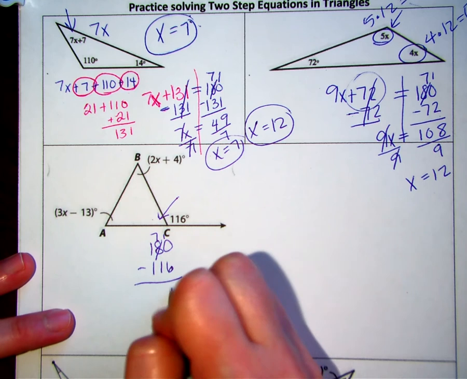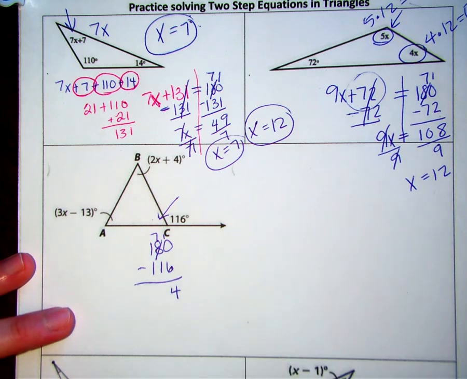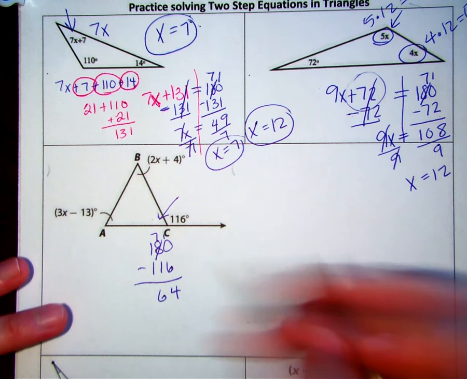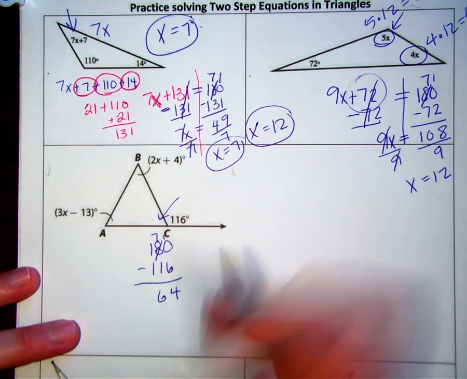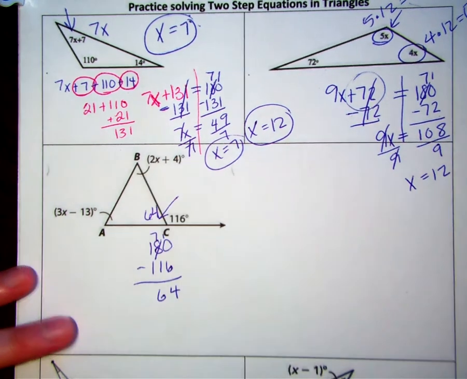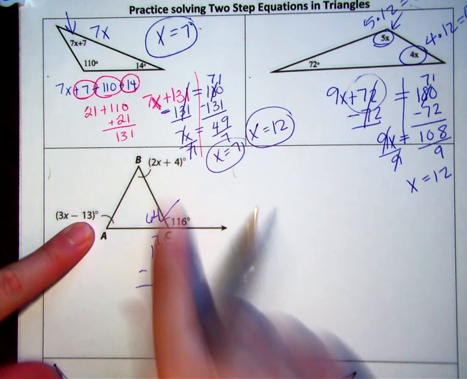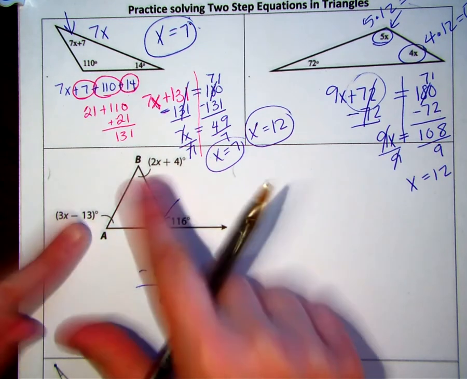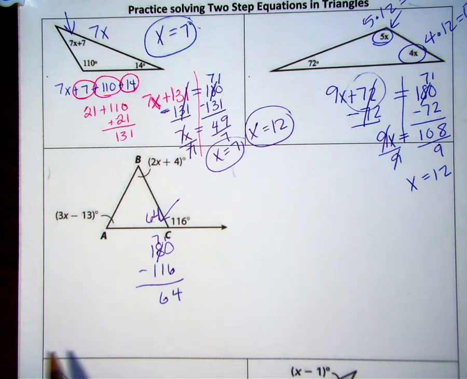10 minus 6 is 4, 7 minus 1 is 6. So now I know this angle is 64, so I'm going to put 64 right here. Now I have one angle for sure, but then I also have these two expressions. Now you've got to combine all of those like terms.